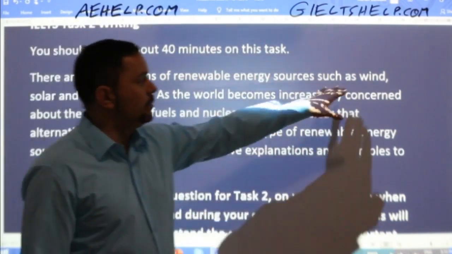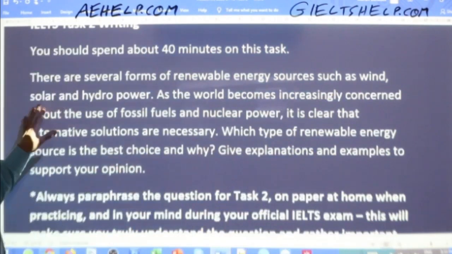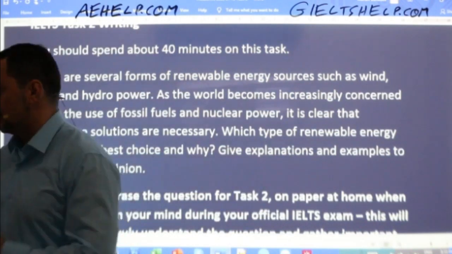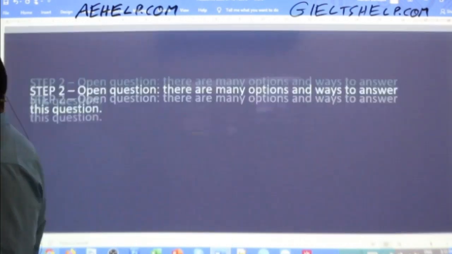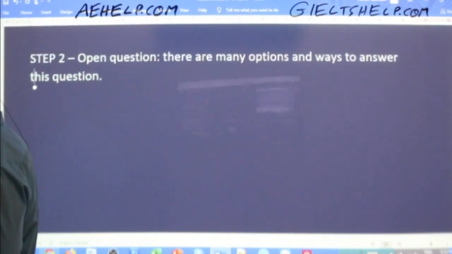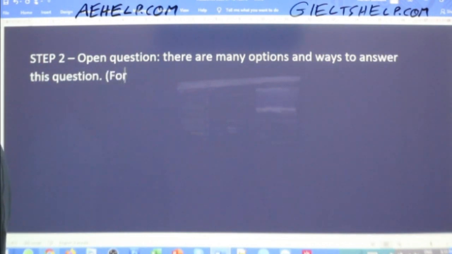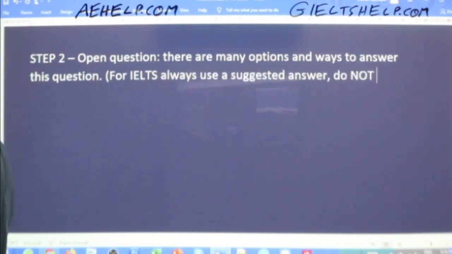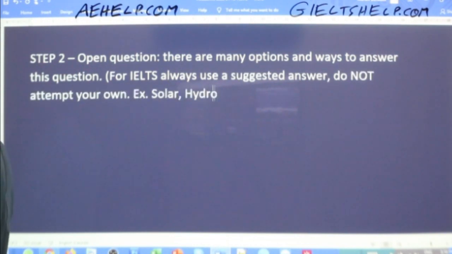So here we have three suggestions. We have wind, solar, and hydro. Okay. Use one of the suggestions. All right. So for IELTS, always use a suggested answer. Do not attempt your own. Okay. So for example, in this case, we have solar, hydro, and wind.